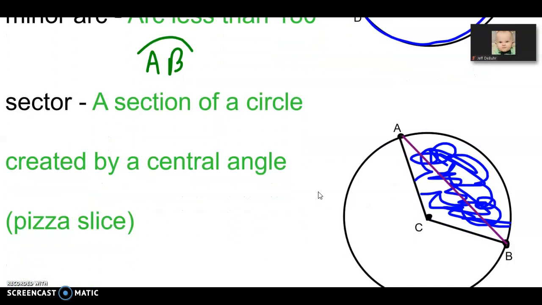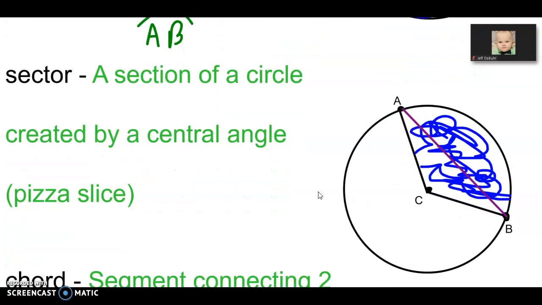All right, our last couple pieces of vocabulary here. Our first one we're going to talk about is a sector. A sector is a section of a circle created by a central angle. So the arc refers to the distance on the outside of the circle. A sector is the inside. So I've shaded in blue here so you can see what a sector is.